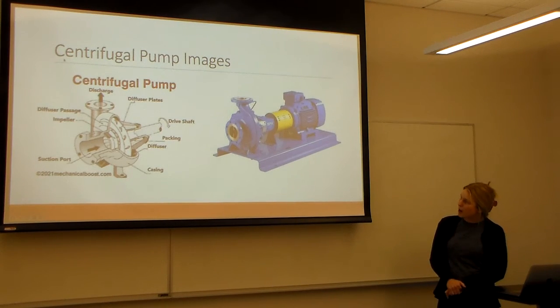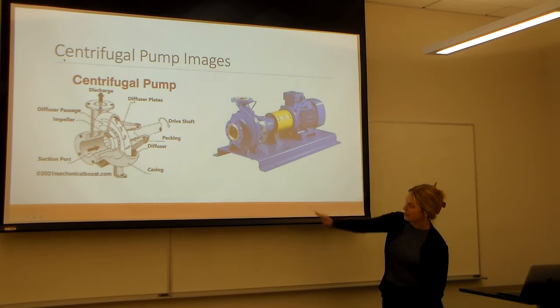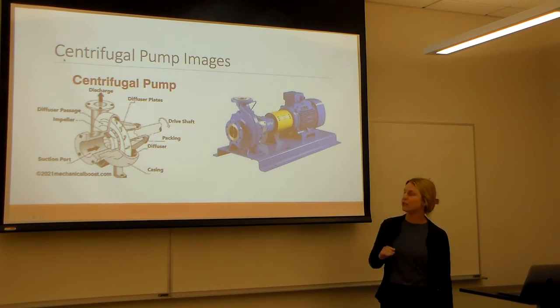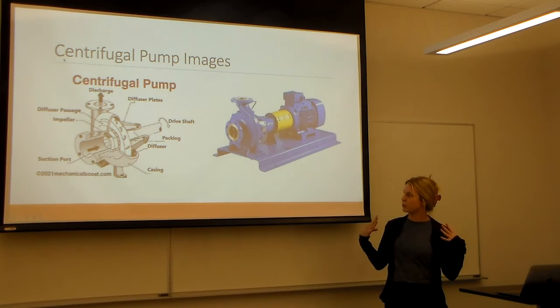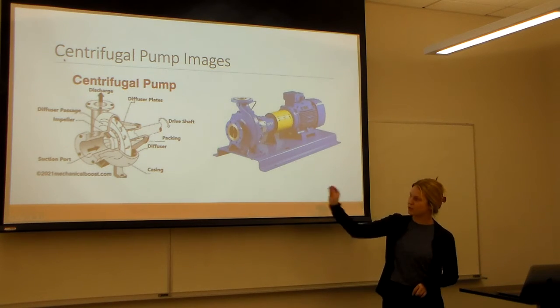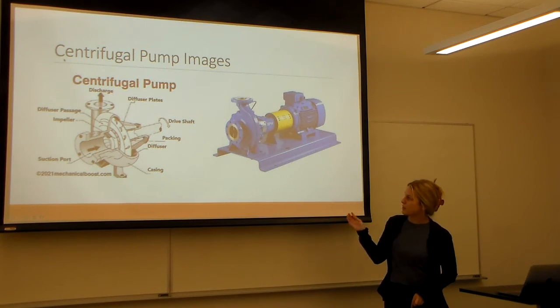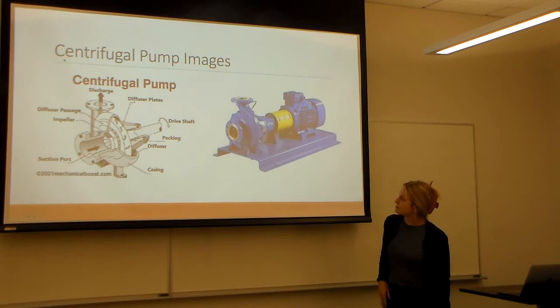So here's a diagram of what this pump looks like. You see the suction port on the left side and the impeller in the middle, so the impeller's spinning really quickly. That creates that centripetal force that pushes the fluid to the outside of the casing. That creates a really low pressure in the middle, so all of the fluid is sucked in very rapidly. You see the drive shaft on the right, which is spinning the impeller.